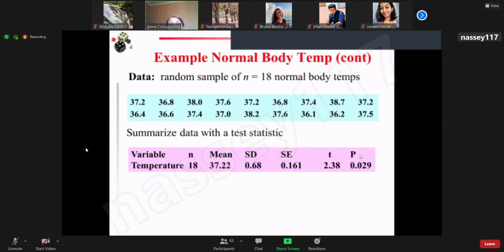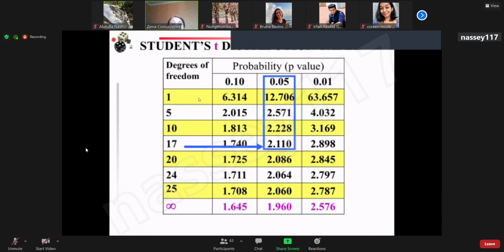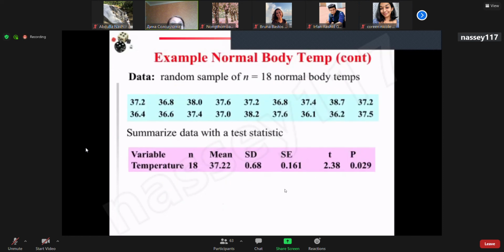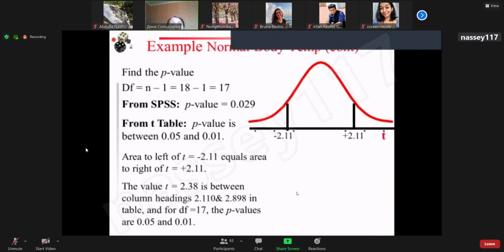0.029. Okay, then we look: because n is 18, degrees of freedom is n minus 1, so it will be 17. For p-value 0.005, the critical value is 2.110. 2.110 should be our critical parameter. Okay, what about our situation? Yeah, we have degrees of freedom, we have the p-value, and we can put it on the graph.